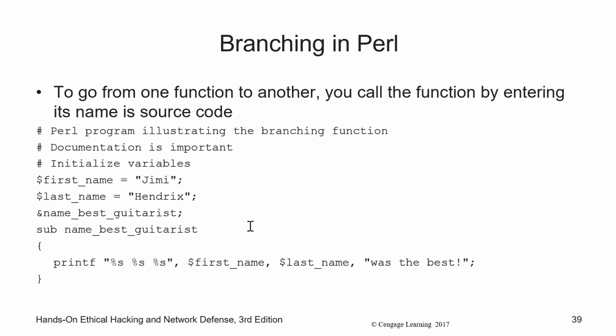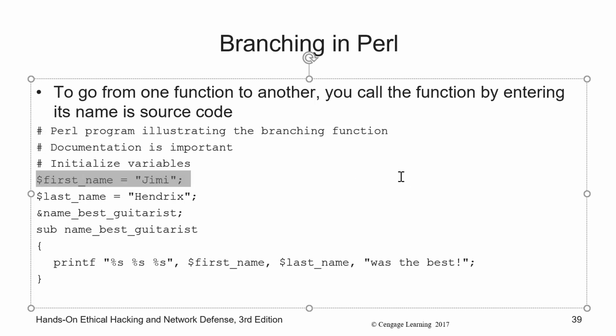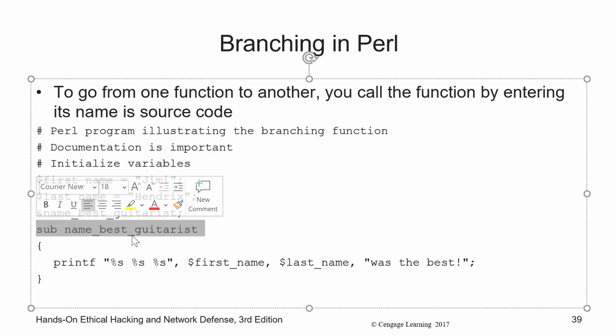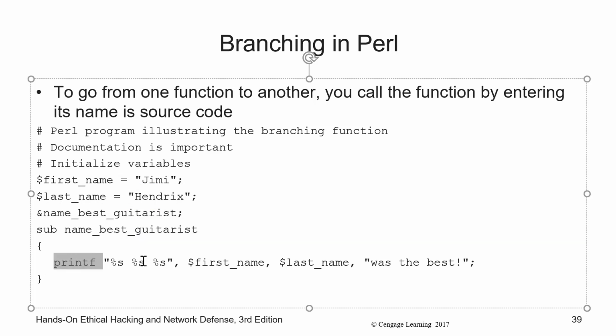Here's an example. How does this work? We're defining a variable, first name of Jimmy. Last name Hendrix is another variable. We're defining a function named best guitarist, and now we are declaring the function named best guitarist and putting in the code.